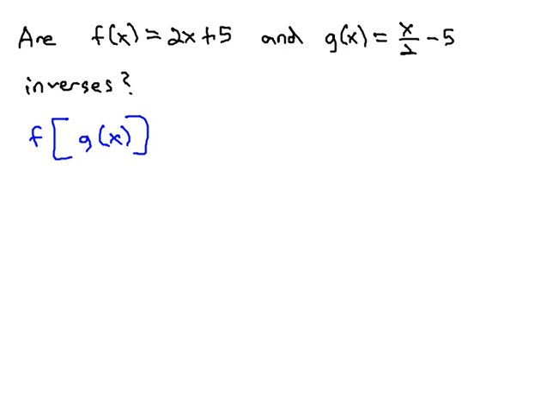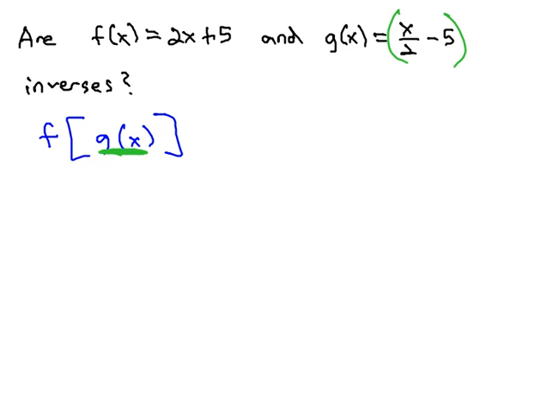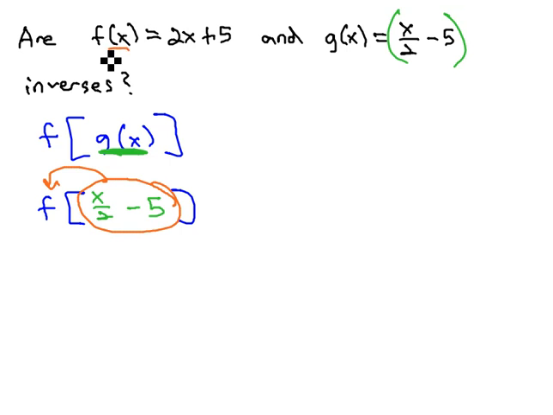So, let's see if we can do that. Calculate f of g of x. G of x, that's this x over 2 minus 5. So, that's what's going inside the f function. This x over 2 minus 5. So, we plug all of that into f, for the x.